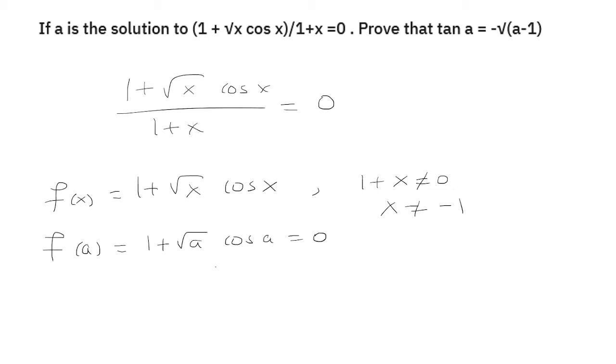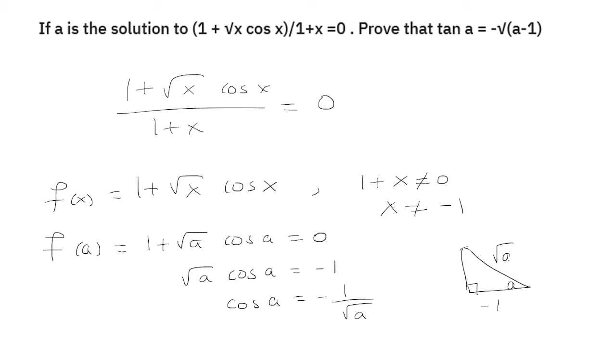So what that means is √a times cos(a) has to be negative 1, or cos(a) is negative 1 over √a. So if I were to draw a right triangle now, let's call this angle A. Cosine is adjacent over hypotenuse. That's going to be negative 1 over √a.